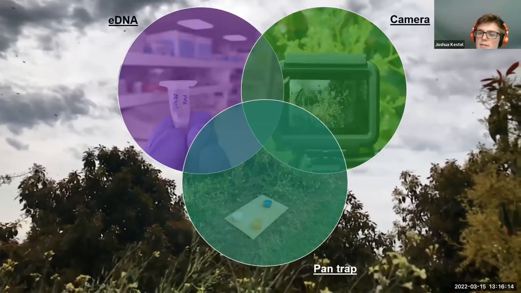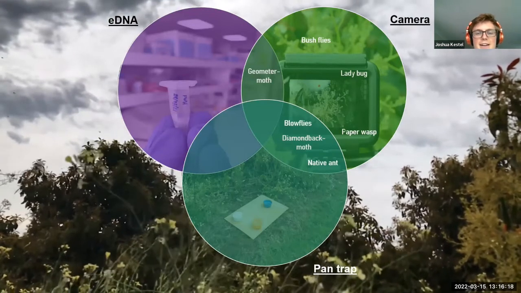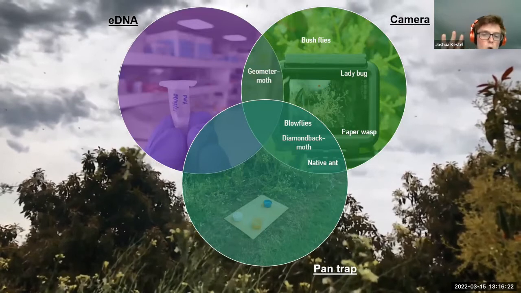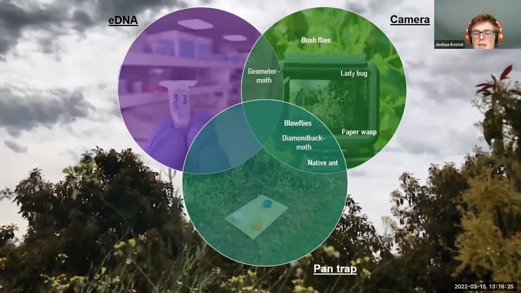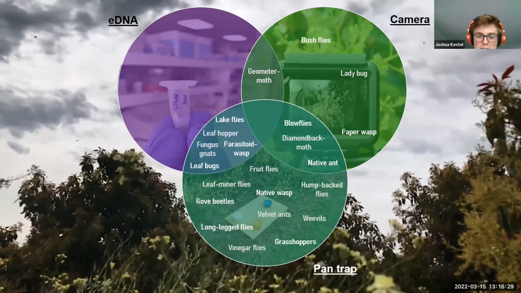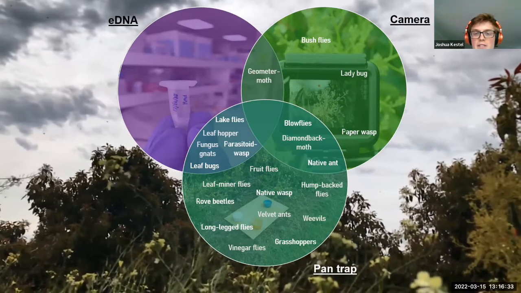So what did cameras find? So cameras, they're really good at detecting the big things that visit avocado flowers. These are the big bush flies, ladybugs, wasps, and moth species. But the diversity is much lower when you compare it to pan traps. They capture everything from grasshoppers to wasps to gnats and to beetles as well.